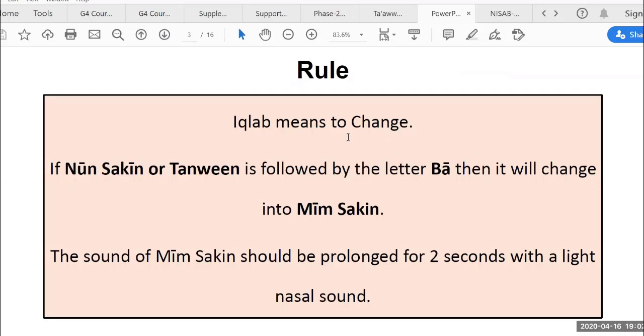So let's see. Iqlab means to change or exchange. If a Noon Sakin or Noon Tanween is followed by the letter Ba, then it will change into Mim Sakin. So the sound will change into Mim Sakin. And the sound of Mim Sakin should be prolonged for 2 seconds, counts or beats, with a light nasal sound.